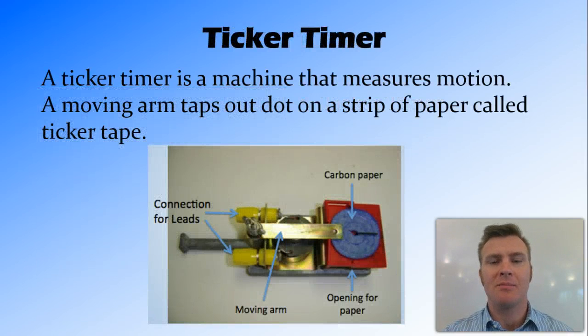A ticker timer is a machine that we can use to measure motion. What it has is a moving arm that bounces up and down over an electromagnet at a rate of 50 times per second, and a disc of carbon paper with an opening to run a line of paper called ticker tape through it.